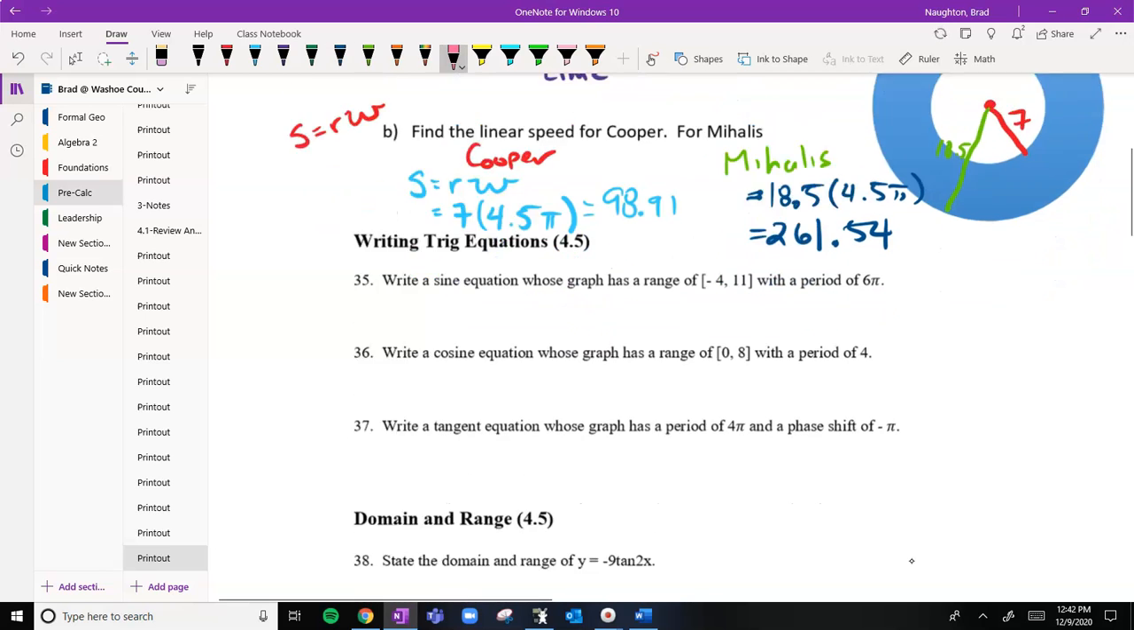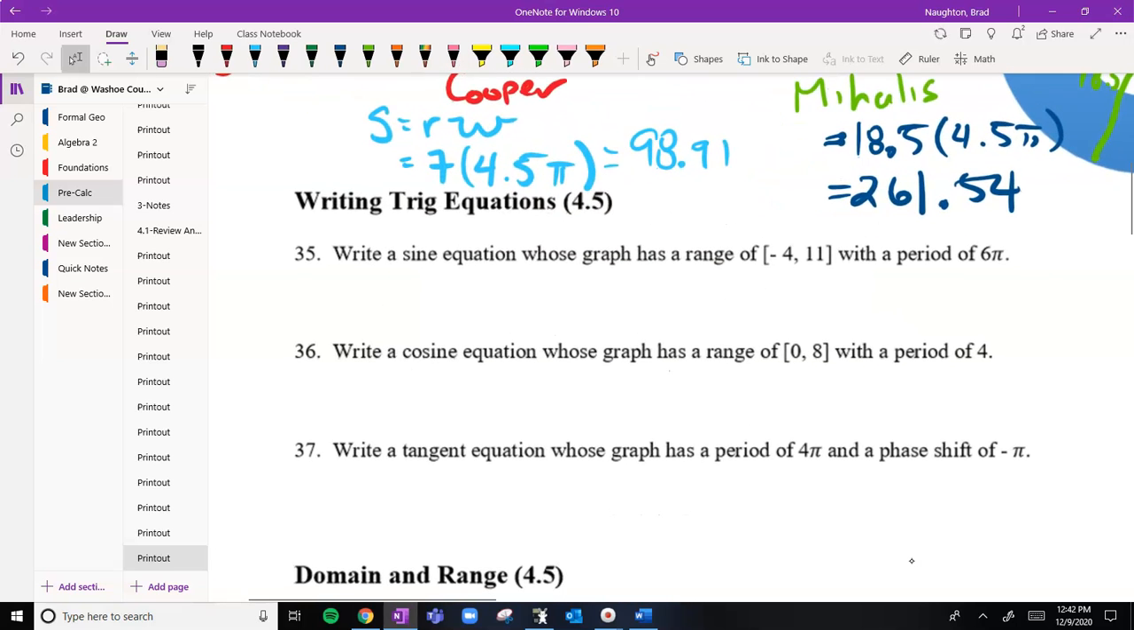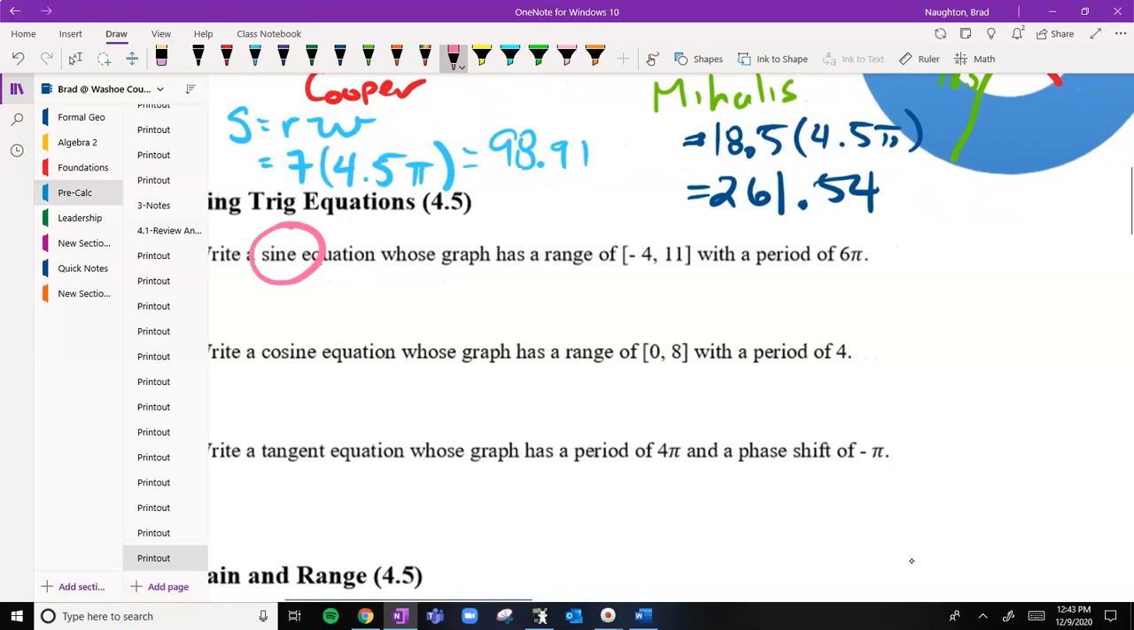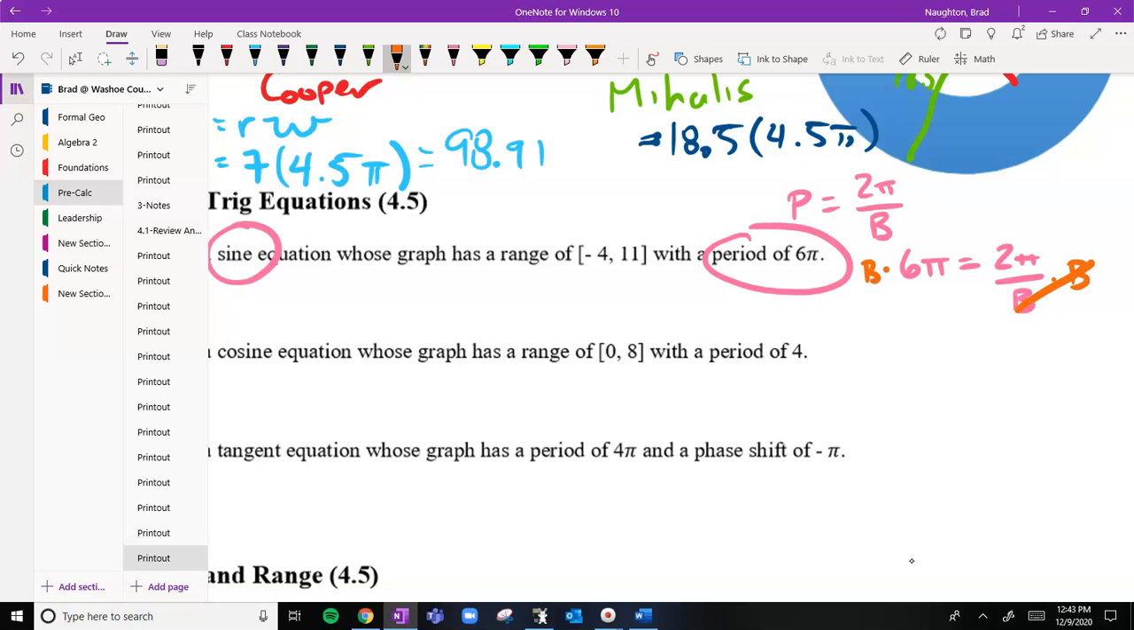Alrighty, ladies and gentlemen, boys and girls, let's write some equations, and then we'll do some domain and ranges, and then we're going to call it good. So our sine equation has a period of 6, so let's take a look at that first. Remember, period is 2 pi for sine divided by b. So 6 pi is equal to 2 pi divided by b. So I'm going to multiply both sides by b. Cancel there. So I get 6 pi times b is equal to 2 pi.